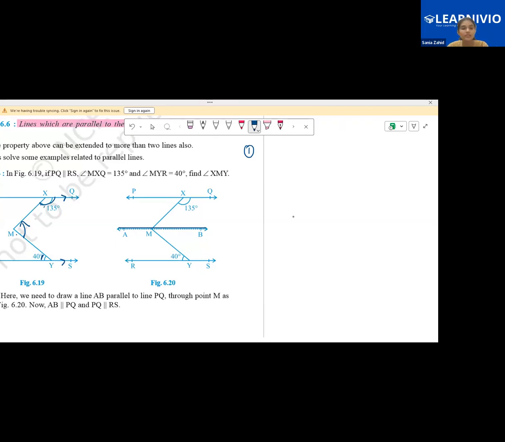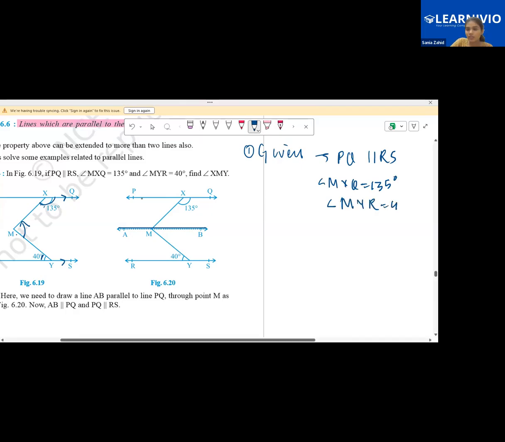I've just started, okay? The question I'm explaining. And the first point, children, that you'll write is whatever is given in the question. So first point you'll write is what is given. The first point that is given is PQ parallel to RS. Next point that is given is angle MXQ is equal to 135. Next, what's given is angle MYR is equal to 45 degree. So this is given in the question. Now what you'll do is next point. Do you have anything to prove? No, here we don't have anything to prove, but we have to find something. So you will not write anything to prove. That point you can skip.